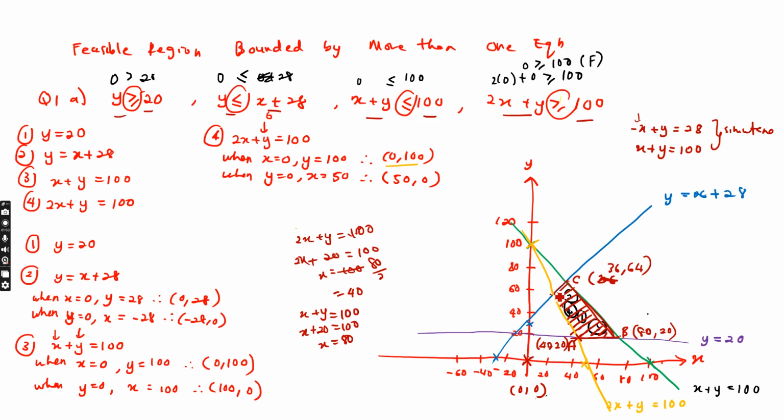And then if we want to find the point D here, which involves the yellow line and also the blue line, the equation that we have is negative x plus y equal to 28, and the yellow one is 2x plus y equal to 100. So this one you can use a calculator as well. So negative 1 plus 1 equal to 28. 2x plus 1y equal to 100.